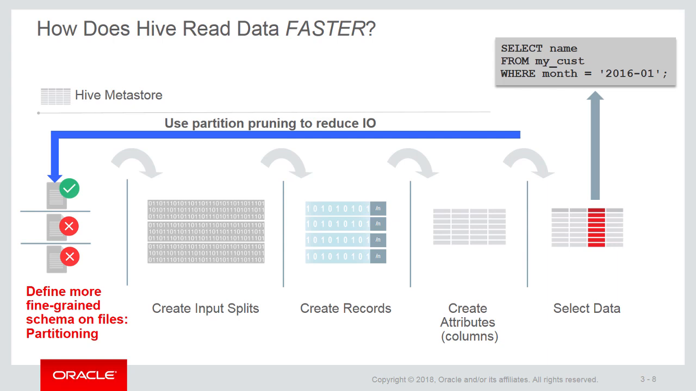If the files are broken into subdirectories, you can also do partition pruning. In this example, because your query is only looking for data in January 2016, you only need to look at one partition that contains that data.